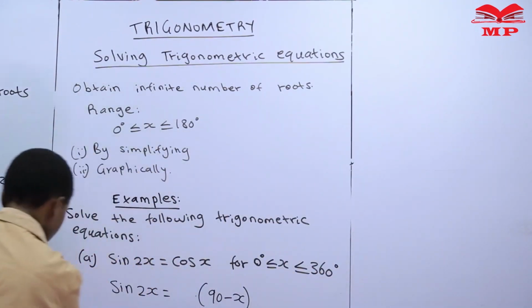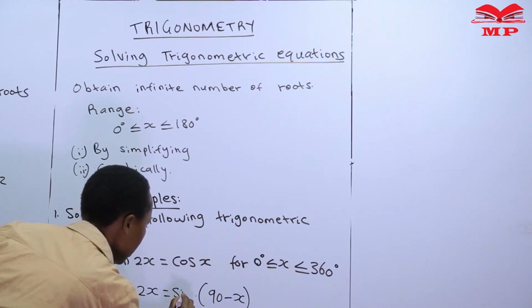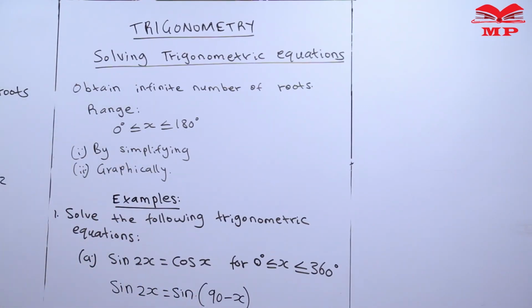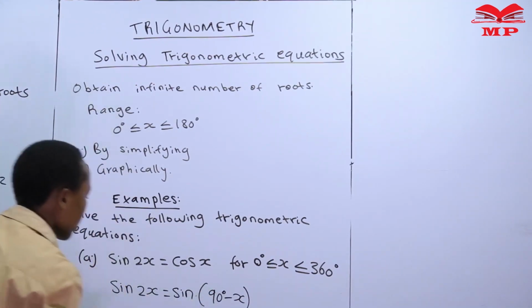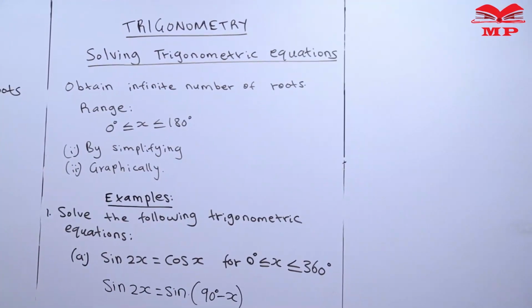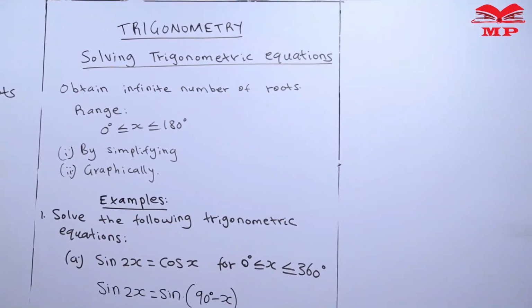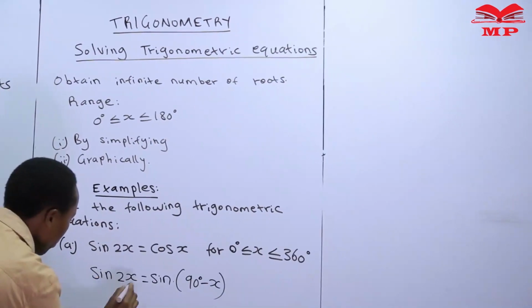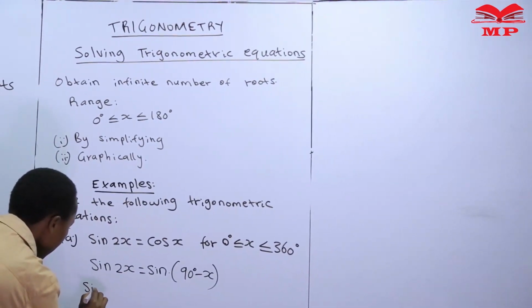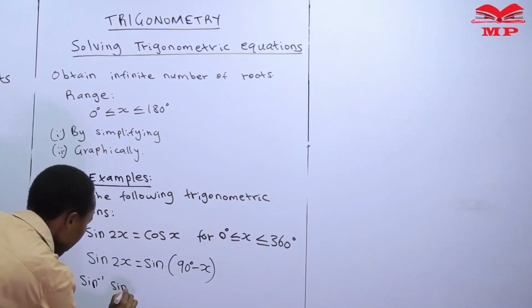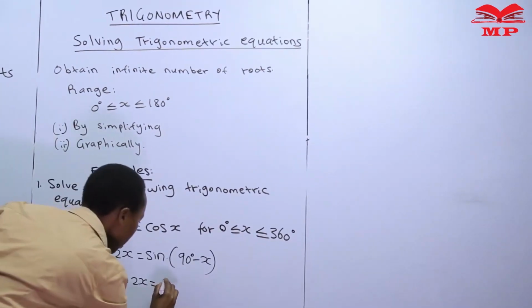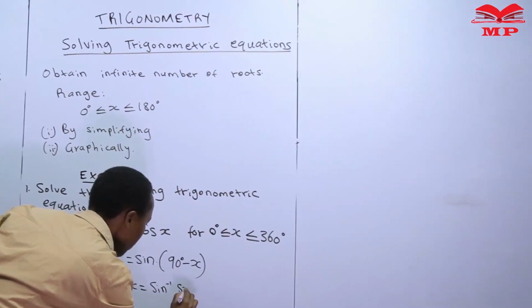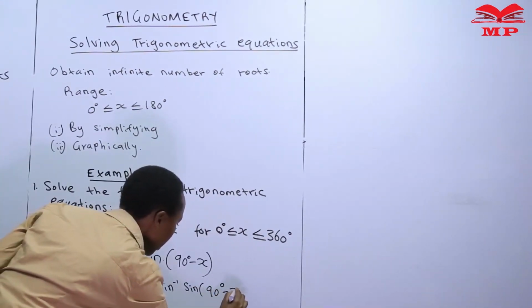Sorry, that is sine 2x is the same as sine (90 minus x). That is from our previous knowledge. So we have it as this, and therefore we can simply get the sine inverse on both sides, which cancels the sine. So we get the sine inverse of sine 2x is equal to the sine inverse of sine (90 degrees minus x).